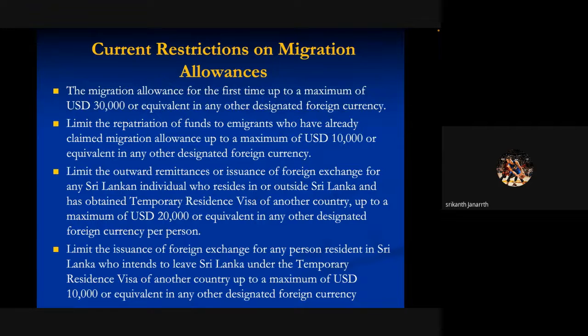If anybody is going under a TR visa, leaving Sri Lanka, they can take only $10,000. So you can see the restriction imposed. They said anybody first migrating now can take 30. Those already migrated can take only another 10,000.